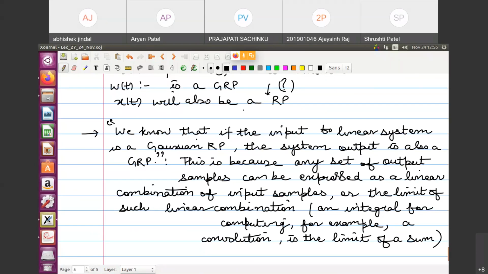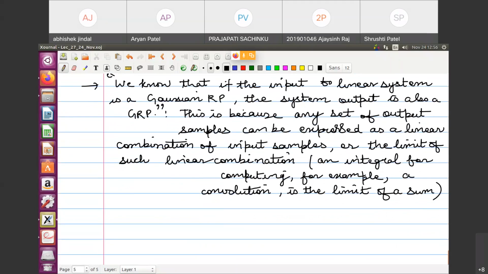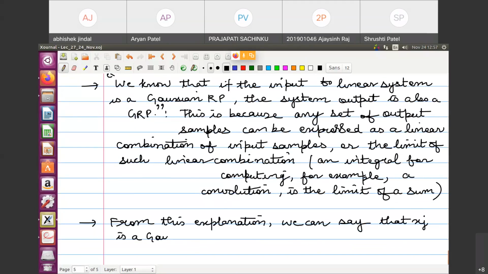Okay, so let us now move ahead. From this explanation, we can say that x_j is a Gaussian random variable. How? Because x_j is nothing but the correlation of x(t). So what did you do? This is a Gaussian random process, we have not said it yet, but let me tell you. So this is a Gaussian random process and you are now correlating it with phi_j(t). So this is a linear system and you are collecting the output.